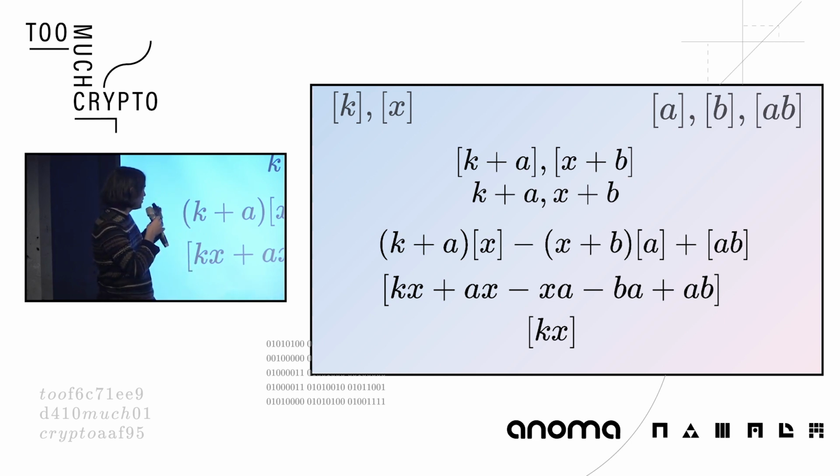So if you do the math, everything cancels out except k times x. So at the end, if you just do this computation locally, you get a share of k times x. Because, crucially, you use the fact that a times b was secret shared before, and this multiplication allows you to transfer, in some sense, the multiplication from random values to values you care about.